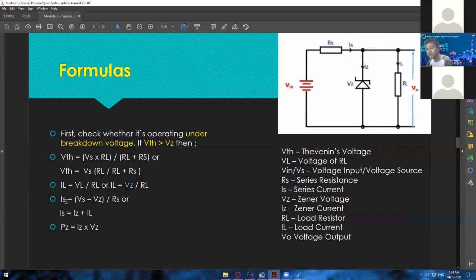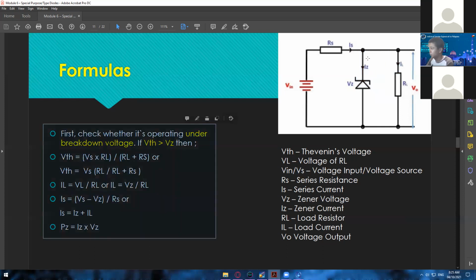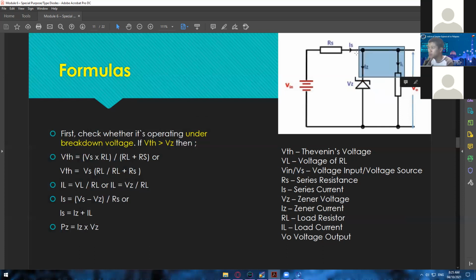And then for the IS, we have the series current. So here's the formula: Vs minus Vz divided by Rs, or you can use this one, Iz plus IL. So this Is right here will be divided into two. Some of the currents will go here, and some of the currents will go here. So just add those two, and then you will get the value of Is. That is why we have Is equal to Iz plus IL right here.